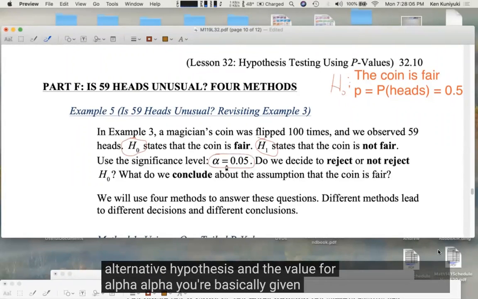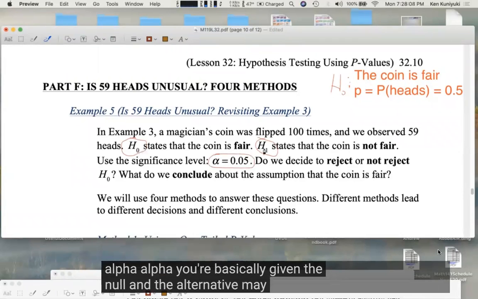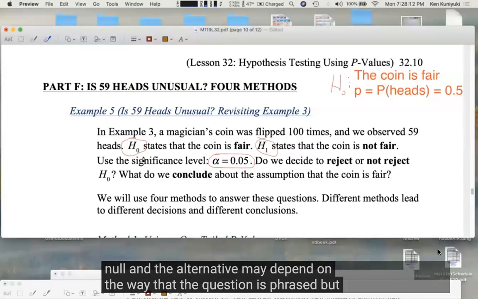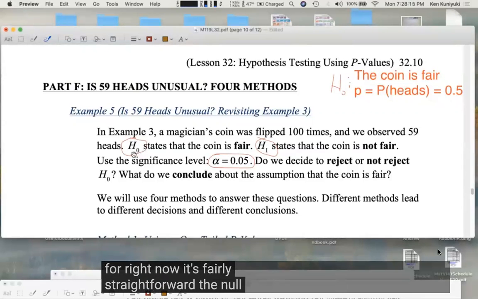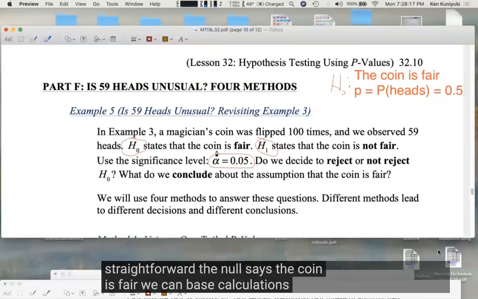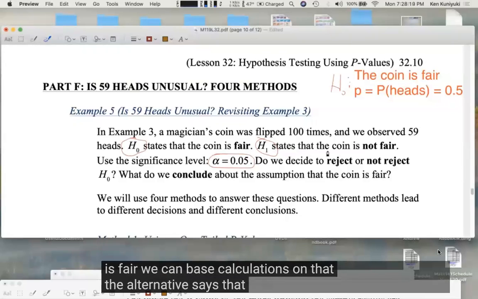Alpha you're basically given. The null and the alternative may depend on the way that the question is phrased. But for right now, it's fairly straightforward. The null says the coin is fair. We can base calculations on that. The alternative says that the coin is not fair.